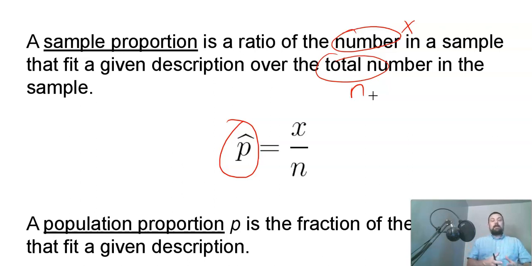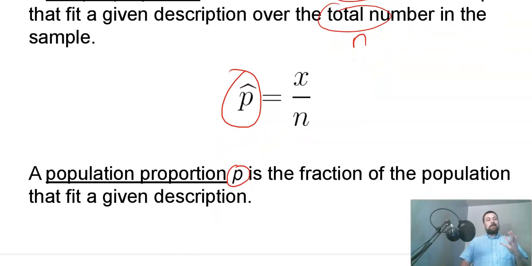And we can use that to try to better understand the population proportion, right? The population proportion is represented by the letter P. And it's the fraction of the population that fit that given description. But as is commonly the case, we won't have the data from the entire population. So we're just going to have to collect a sample, and we can measure that proportion from the sample and then use that to estimate the proportion of the entire population.